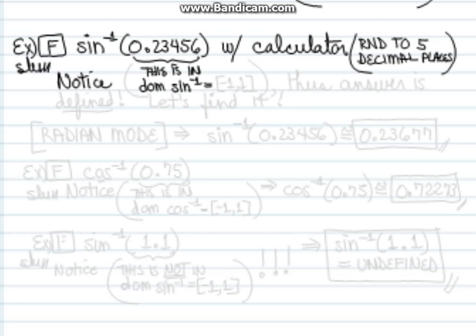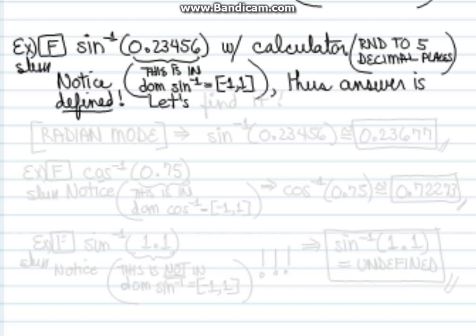That's the closed interval between -1 and +1, closed at both ends. Thus, our answer is defined. Otherwise, we wouldn't have an answer. It would be undefined, but this one is defined because the number lives in the domain of the inverse.